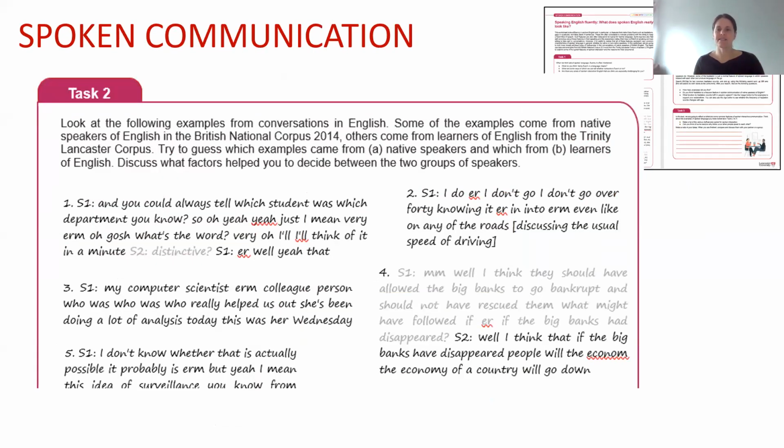Some exercises from this handout, for example, bring together examples of L1 and L2 English. The L1 examples are from BNC 2014, and students are asked to guess which come from the native speakers and which come from the non-native speakers. And then we're also exploring the various disfluencies. Of course, it is proving quite difficult for them to guess, and they are discovering the message that L1 communication can be very disfluent as well.